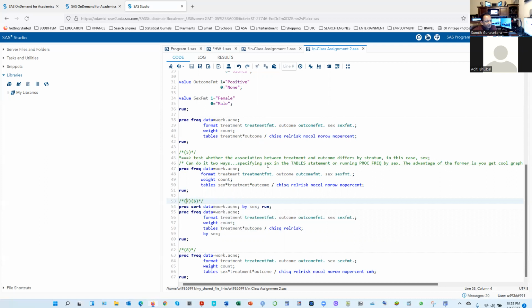Can we do it by specifying the sex in the table statement, or run proc freq by sex? The advanced format gives you a full graph. Okay. So you can do it this way.